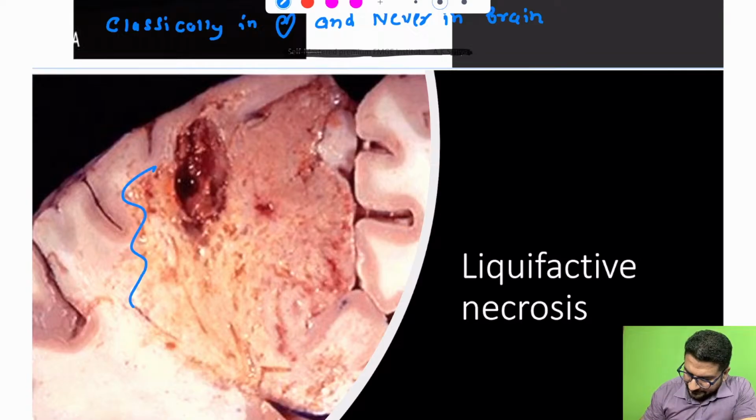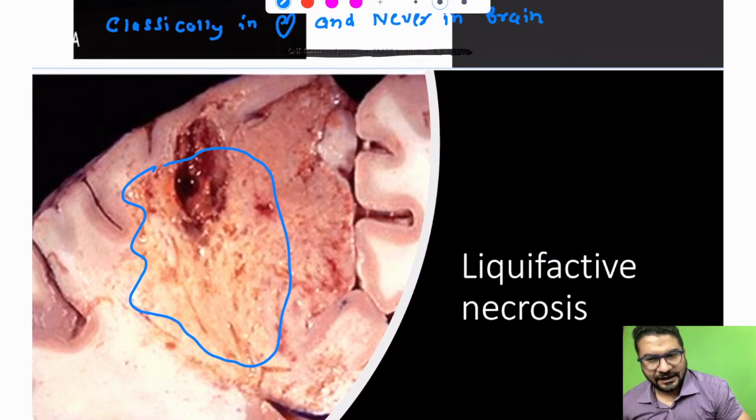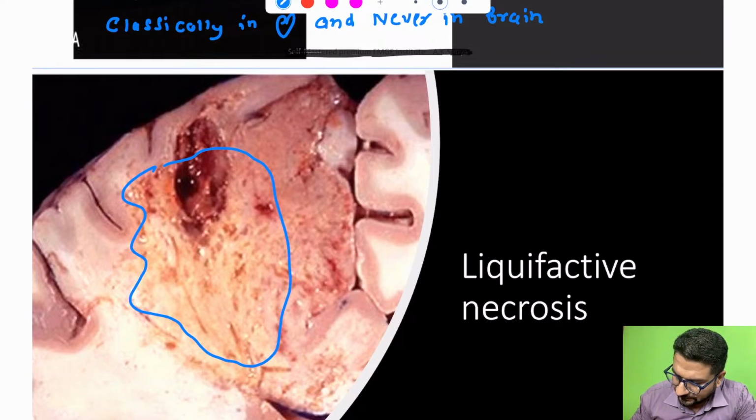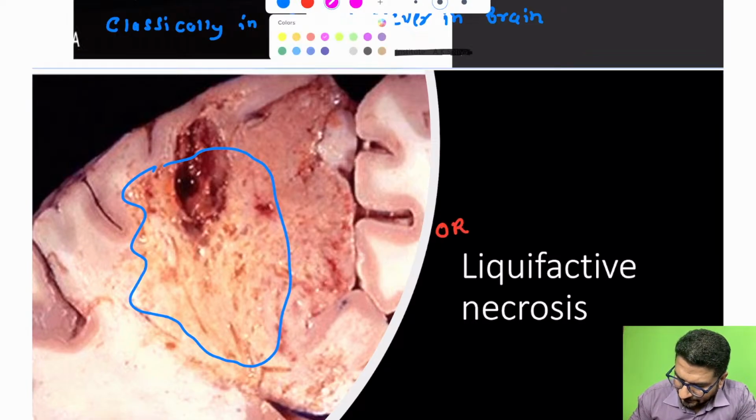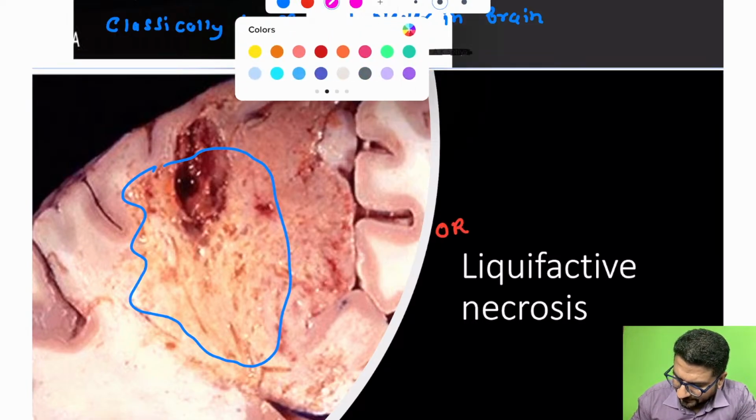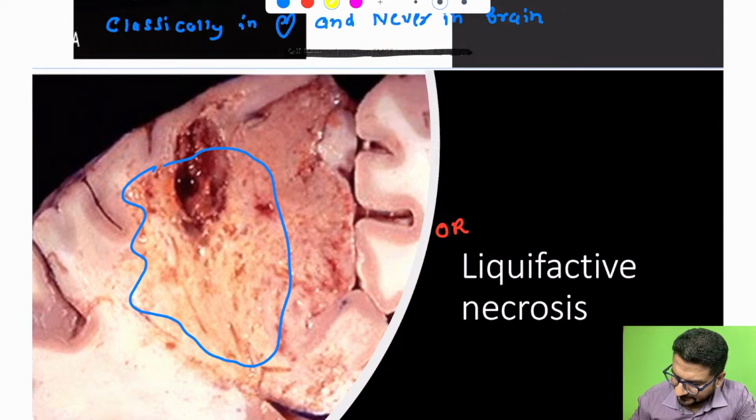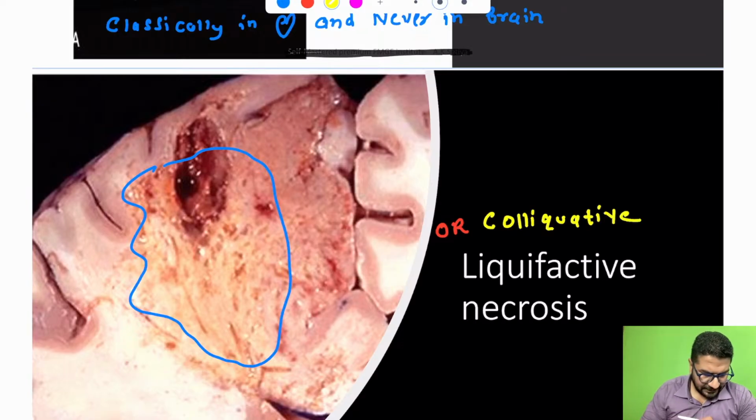तो यहाँ पर आपको दिख रहा है, you can see here, this is pus, or I can say a purulent discharge. So this type of necrosis is also called liquefactive necrosis. एग्जाम में क्वेश्चन पूछते हैं, what is another name of liquefactive necrosis. So understand, liquefactive necrosis is also called as colliquative necrosis.